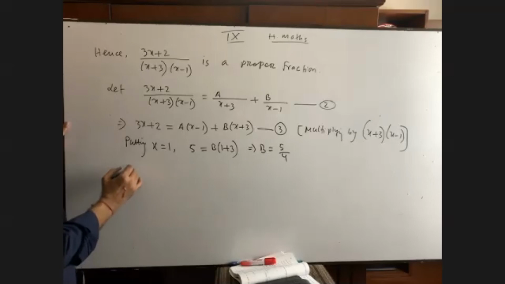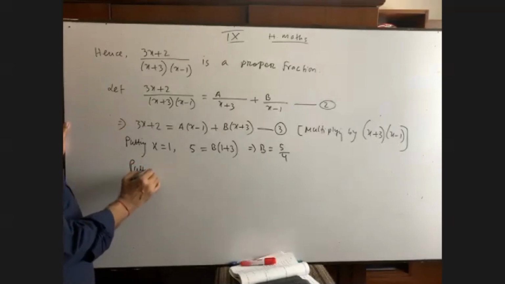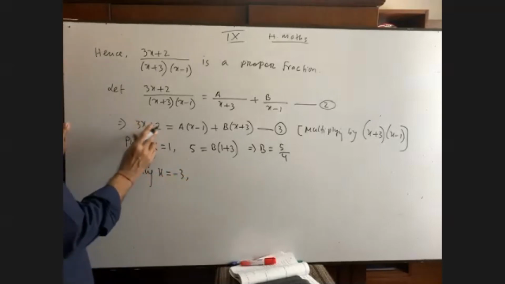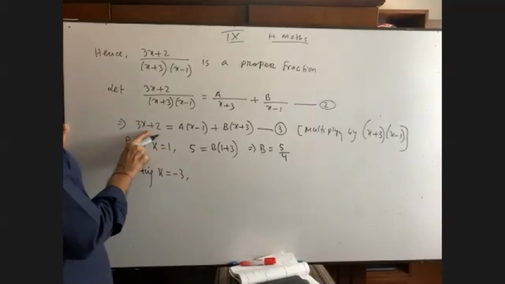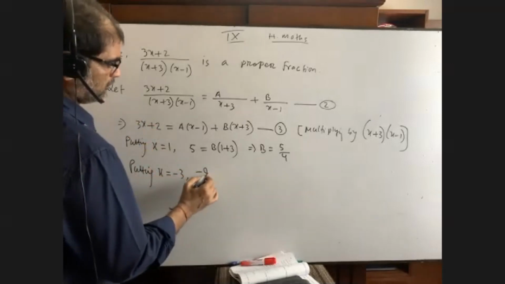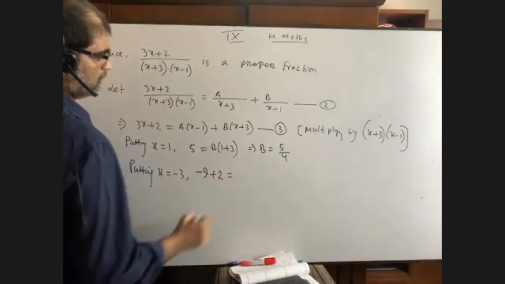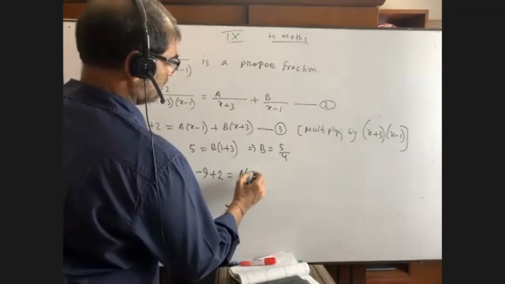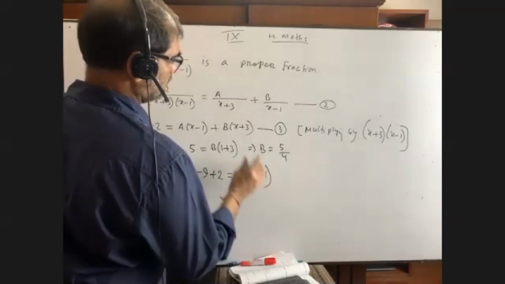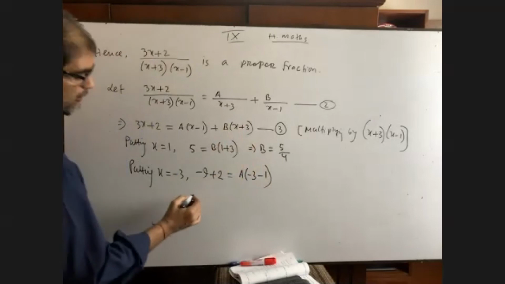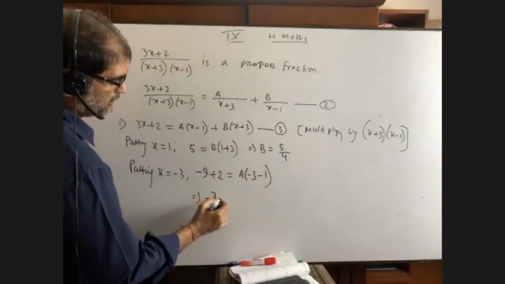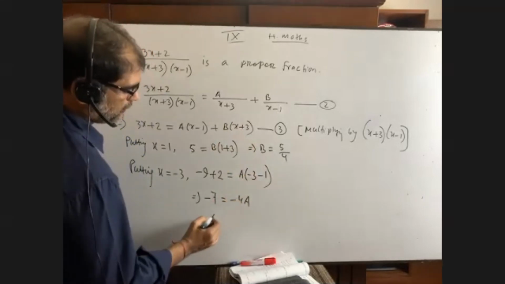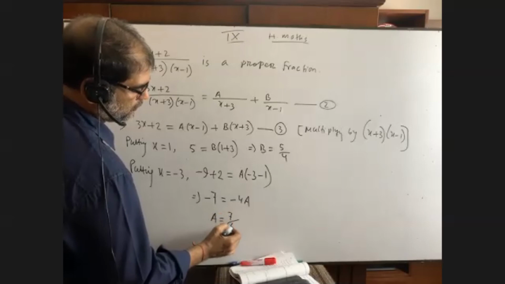Then putting x equals to minus 3, we get minus 9 plus 2, and x equals to minus 3. So a into minus 3 minus 1, and the b part will be 0. From here we get minus 7 is equal to minus 4a. That is a equal to 7 by 4.